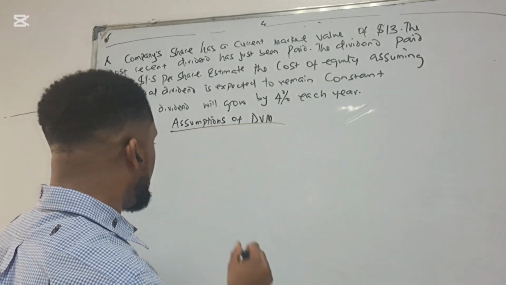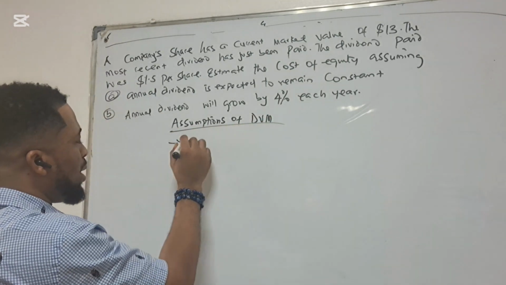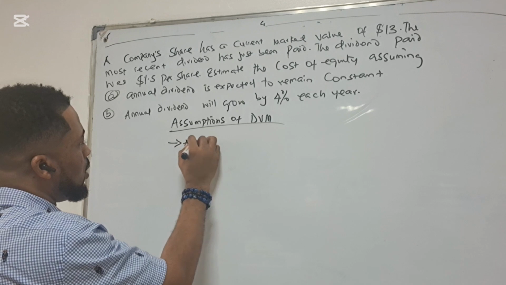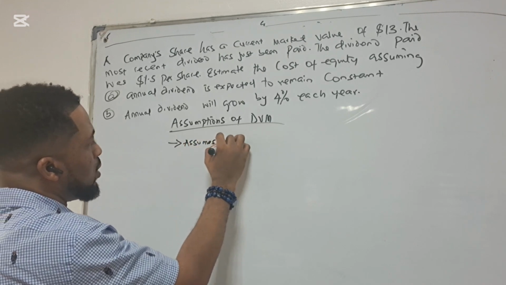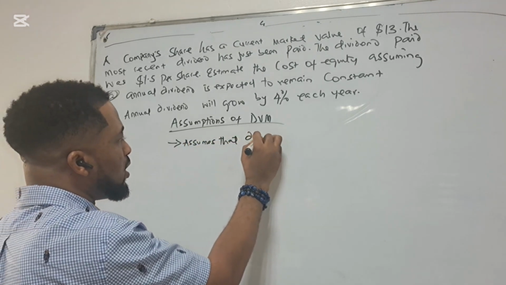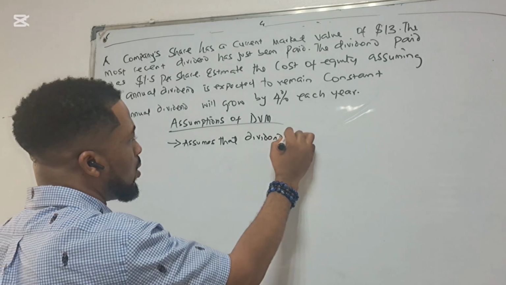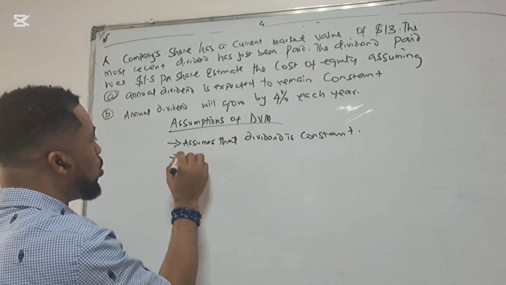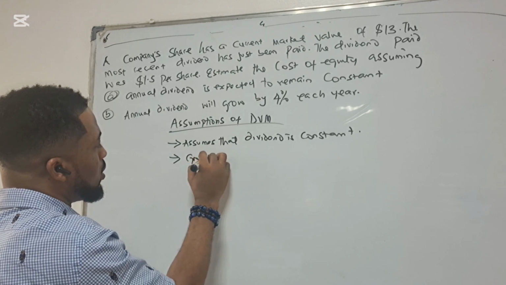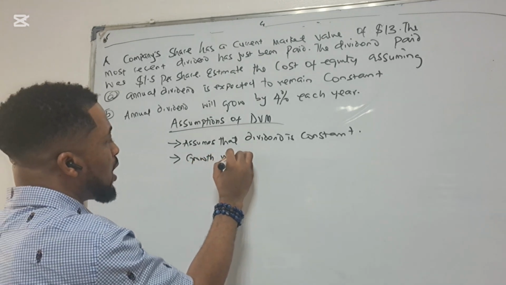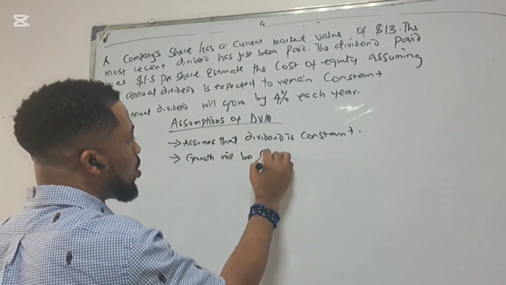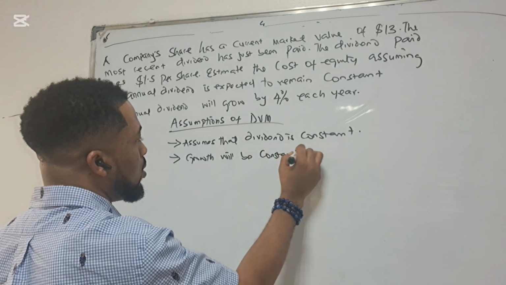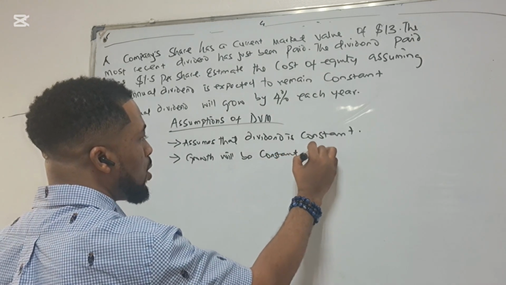All right, what are those assumptions? Number one, DVM assumes that dividend is constant. And where there is growth, the growth rate will be constant also. Constant throughout.